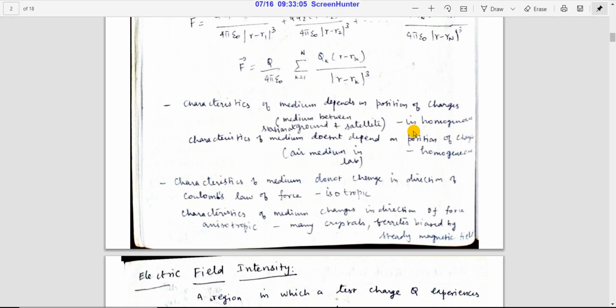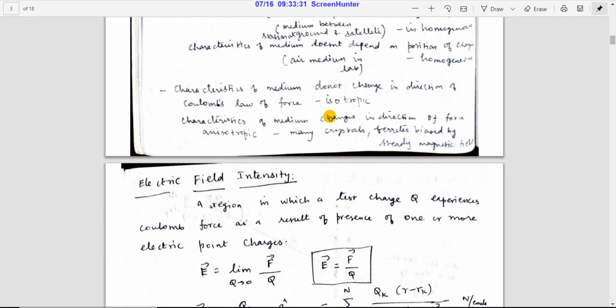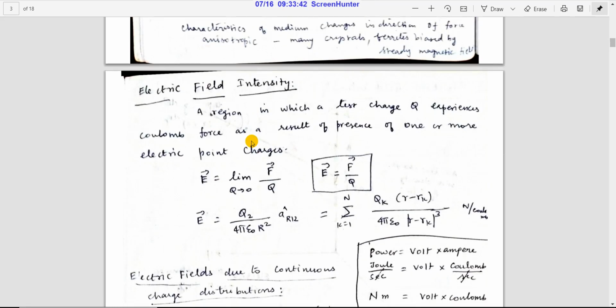The satellite data that we are getting from the satellite depends upon the position of the satellite, and the position of the satellite from the ground station mainly deals with the precision of the satellite data. So that precision is going to be influenced by the characteristics of this medium. And the characteristics of the medium don't change the direction of Coulomb's law and force. It can be isotropic or it can be anisotropic. So this is all about Coulomb's law.